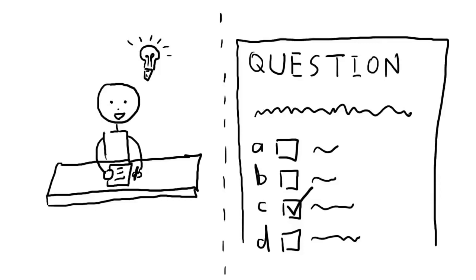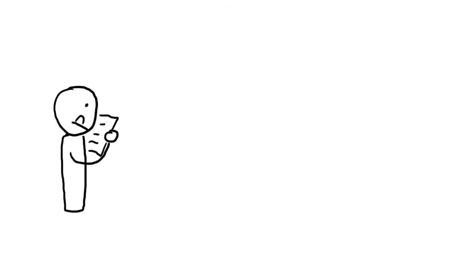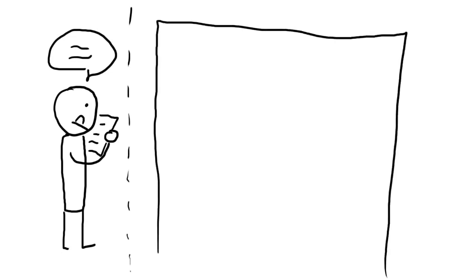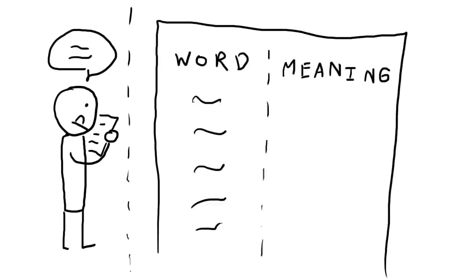Unfortunately, some people don't appreciate the power of intuition. They learn vocabulary in a very strange way. They don't learn words in context. Instead, they find a list of words and memorize the meaning of each word one by one.